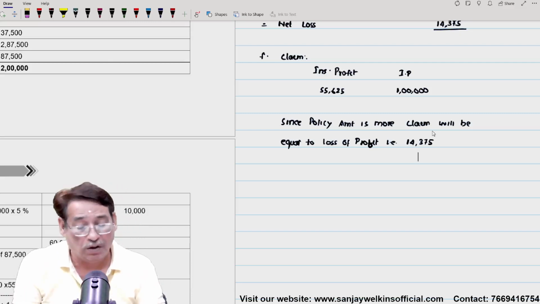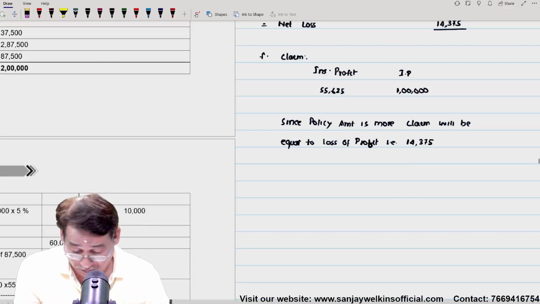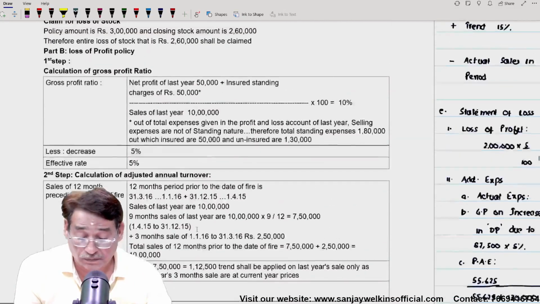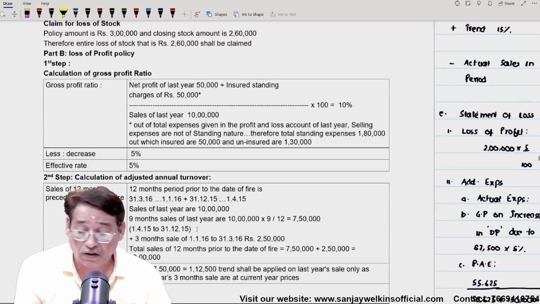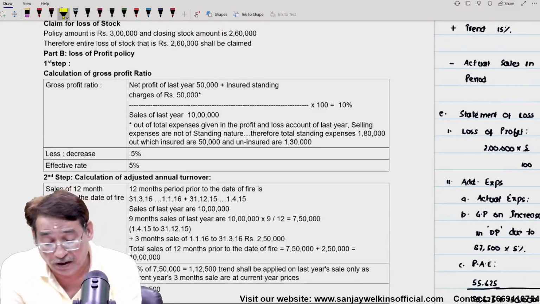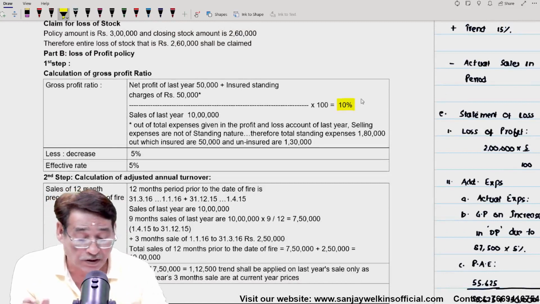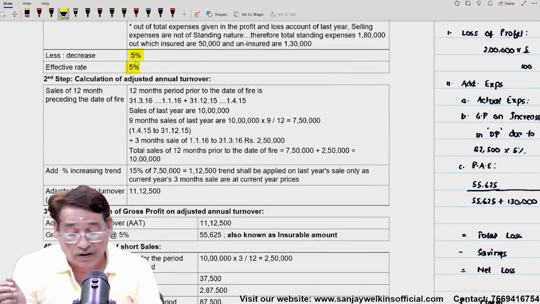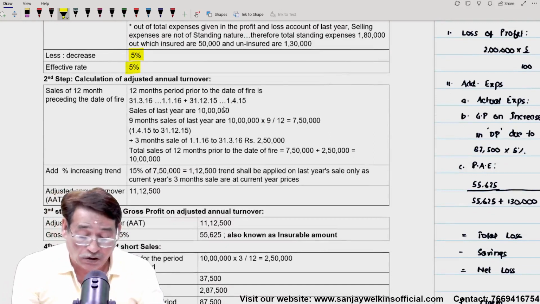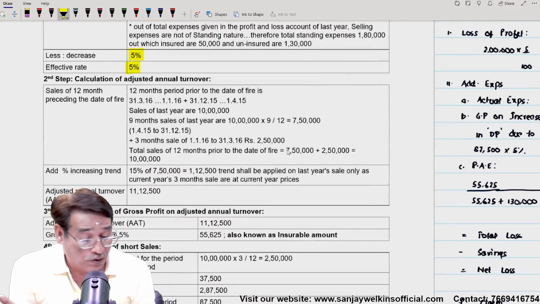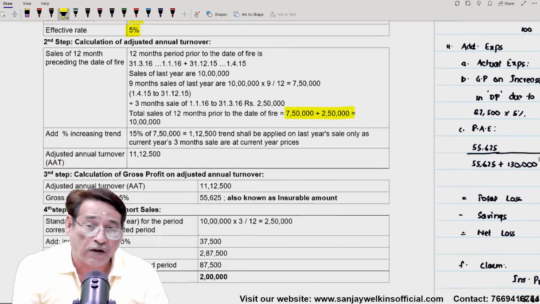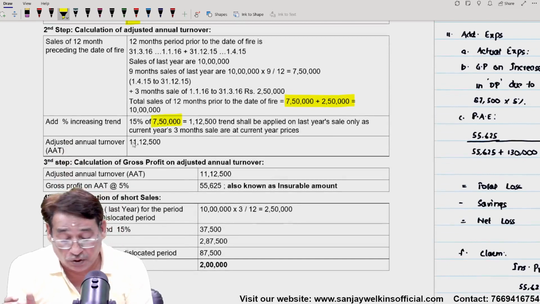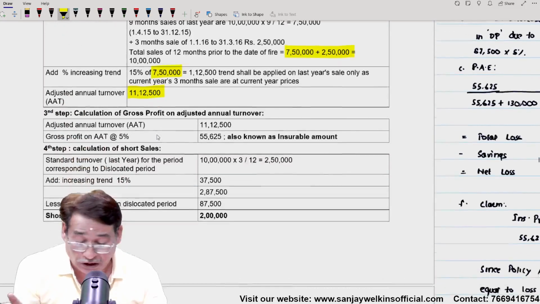Is it clear to you or not? I have also solved this question here. So everything has been given to you in a very detailed manner. Calculation of gross profit, we computed 10%, I told you how. And then decrease 5%, so effective rate will be 5%. And then sale of 12 months, I also made a diagram earlier. So 750 plus 250 we received, but I also told you we are going to add trend to only 7,50,000, correct? So total annual adjusted turnover will be 11,12,500.